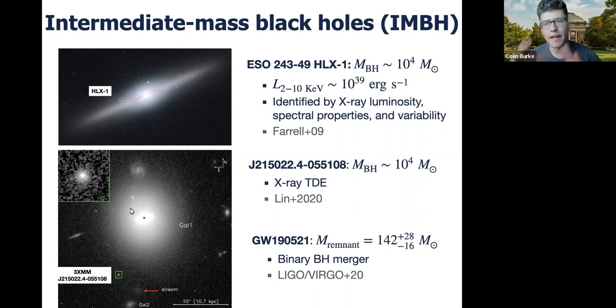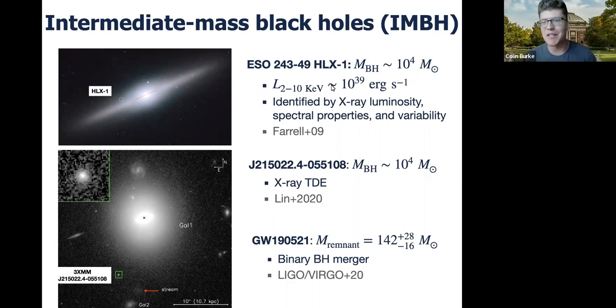So these are not AGNs per se, but these are some of the best candidates for intermediate mass black holes that we know to exist. Well, they're controversial, some of them. The first one here is a hyperluminous X-ray source, which is like an ultraluminous X-ray source, but hyperluminous because its X-ray luminosity is roughly 10 to the 39 ergs per second. Its X-ray spectrum and X-ray variability are quite weird, and there's a group that argues that this is an intermediate mass black hole.